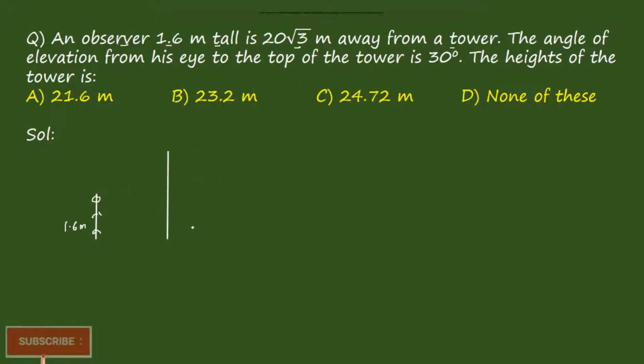So consider a tower. This one is nothing but a tower. The distance from the tower to the observer is given as 20 root 3 meters. The angle of elevation from the eye to the top of the tower is 30 degrees. So the person is looking at the top of the tower, right? Then it is forming an angle of elevation of 30 degrees. What is the height of the tower? You have to find the height of the tower from here to here. Consider this as h, the height of the tower.